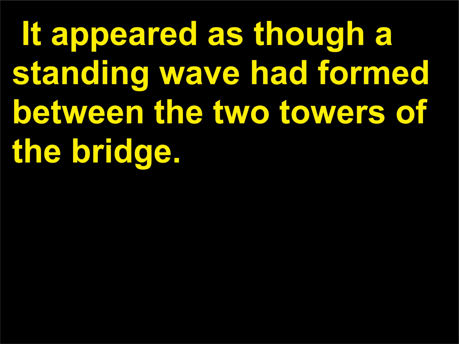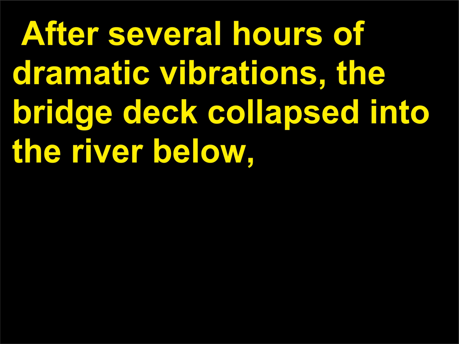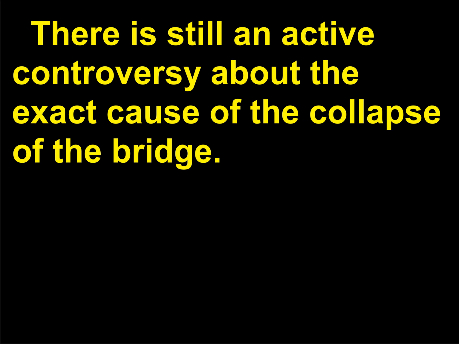It appeared as though a standing wave had formed between the two towers of the bridge. There was one distinct node in the center of the bridge and an antinode on each side of the node. After several hours of dramatic vibrations, the bridge deck collapsed into the river below, along with its only casualty, a dog named Tubby, left in a car by its owner, who narrowly escaped death himself. There is still an active controversy about the exact cause of the collapse of the bridge.